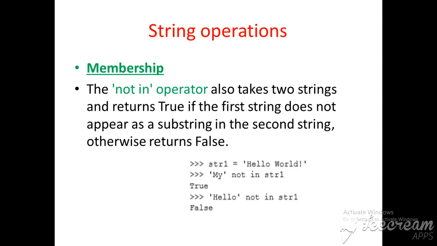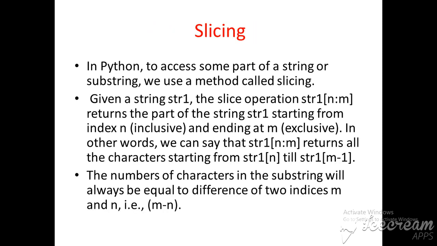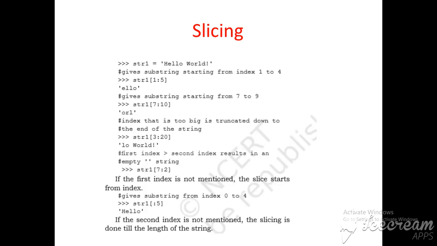Previously, we already studied different types of string operations. So today is the continuation. Another string operation is called slicing. Slicing means to cut some part of the string. In Python, to access some part of a string, or a substring, we can use the method called slicing. Here we can look at some examples.